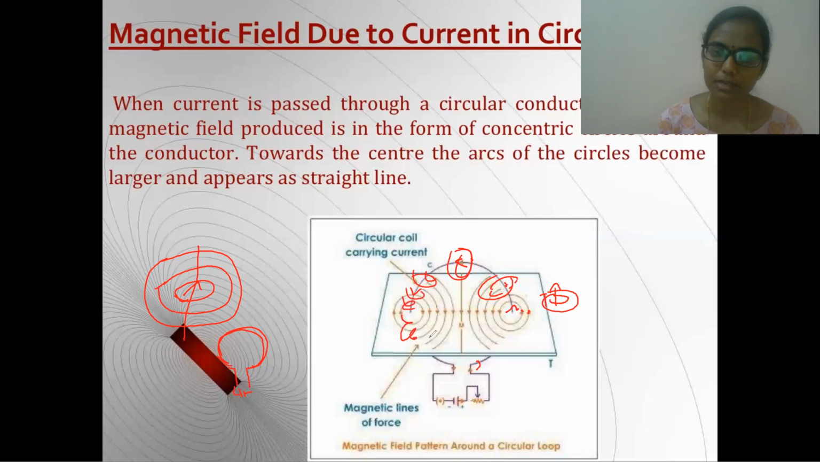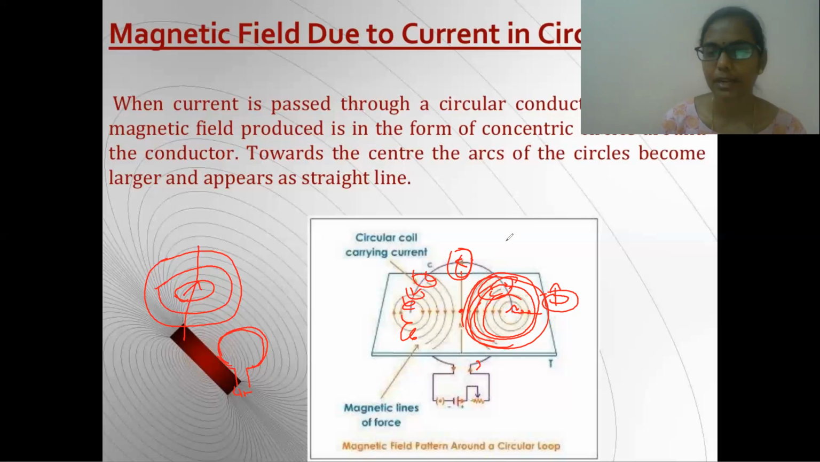You can now see circles all the way, not just at one or two points. The circles keep on increasing, 2, 3, 4, 5, like that. As it goes outward and outward, the radius of the concentric circles keeps on increasing. At a point the radius becomes very large, and at that time it is just an arc of a very big circle. That is why at the center of the current carrying loop, you will get a straight line.